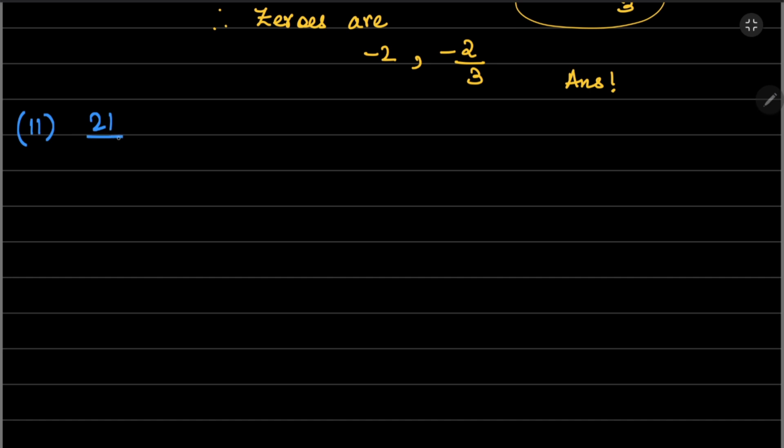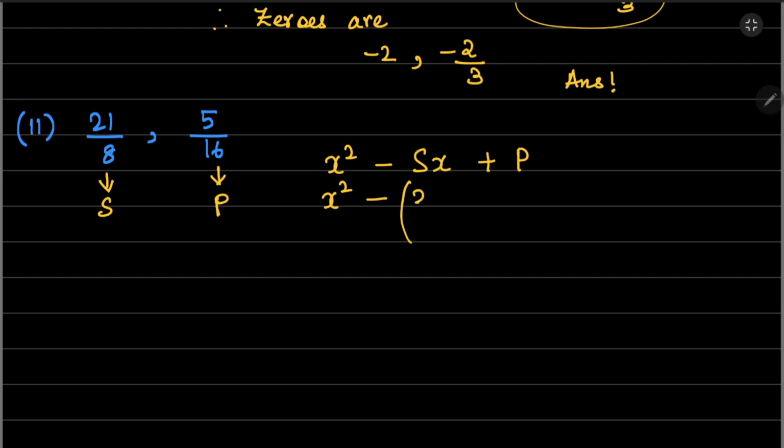It is 21 by 8 is the sum and 5 by 16 is the product. So this is the sum of the zeros and this is the product of the zeros. So what is the formula that we learned? x square minus Sx plus P. Just substitute: x square minus, sum is nothing but 21 by 8 into x plus product of zeros is 5 by 16.